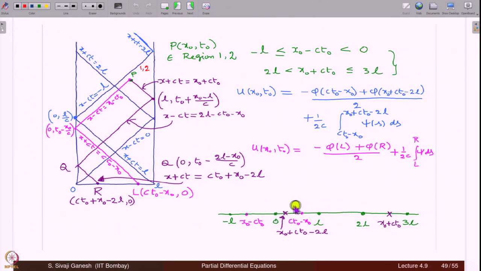That is where we know the function f and g, right? G is known on 0 to L. So, this is x plus c t, so g is responsible, we come here. And what is L? c t naught minus x naught. What is R? Is this point.